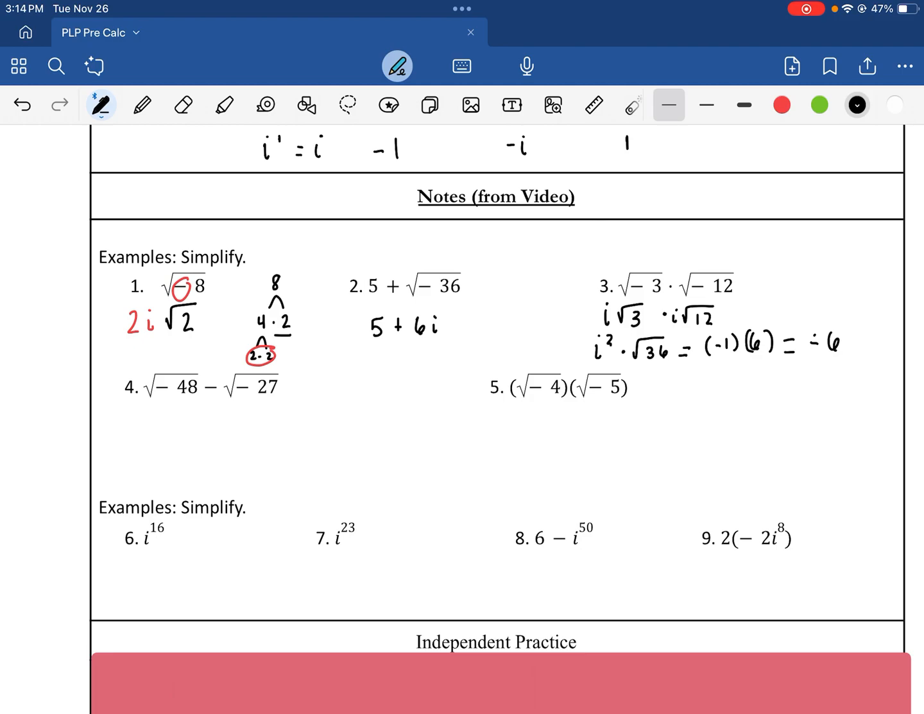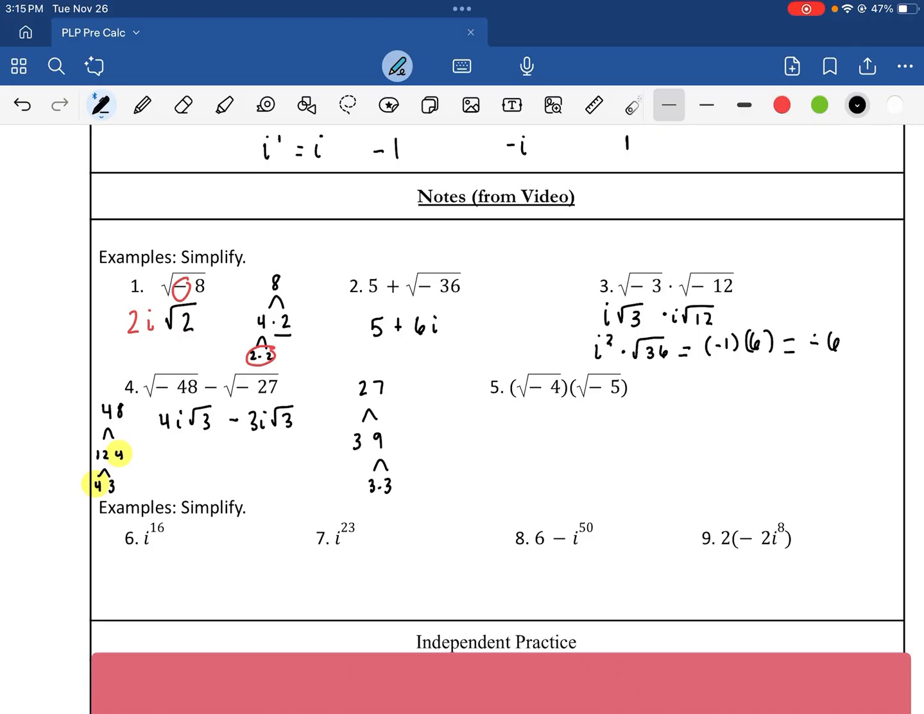Okay. Number 4, the square root of -48 minus the square root of -27. Again, you break it apart like normal. So the 48 can be reduced to 12 and 4, 4 and 3. I'm going to go ahead and stop right there just because I've already got a matching set. So that can be pulled out. 4I square roots of 3 minus, and then 27. Break that down. 3 and 9, 3 and 3. So you've got a matching set, 3I square roots of 3.